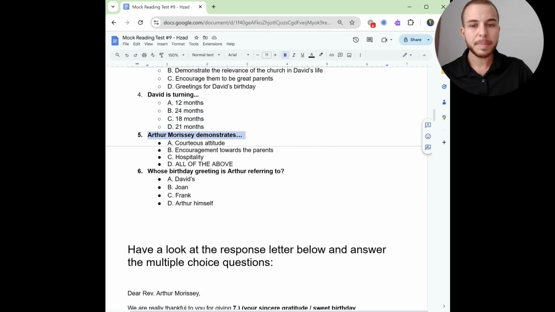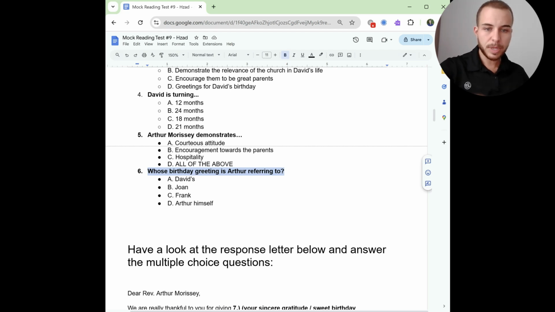Arthur Morrissey demonstrates. So Arthur is the letter sender. He is the author. So he shows or he demonstrates something. These are all very positive words, but we need to choose the best. Whose birthday greeting is Arthur referring to? So Arthur, the letter sender, will be sending a greeting to someone. Then we'll have to figure out who.